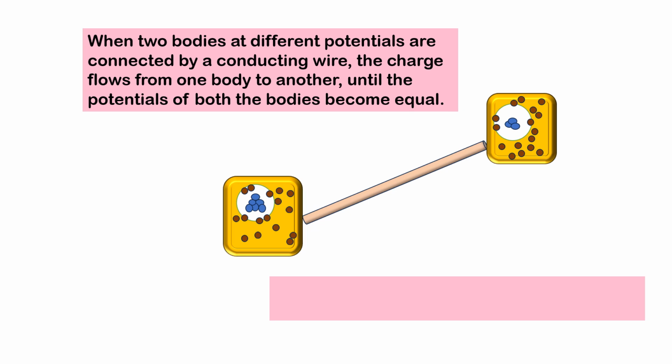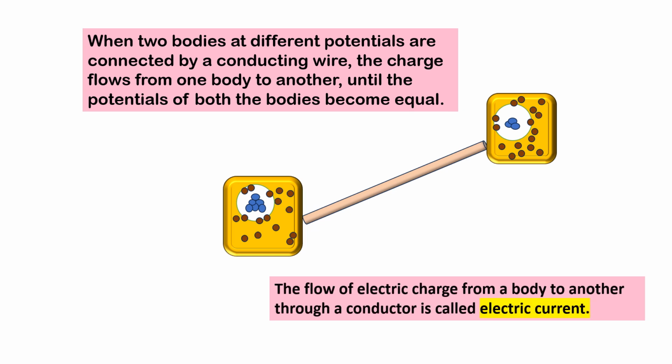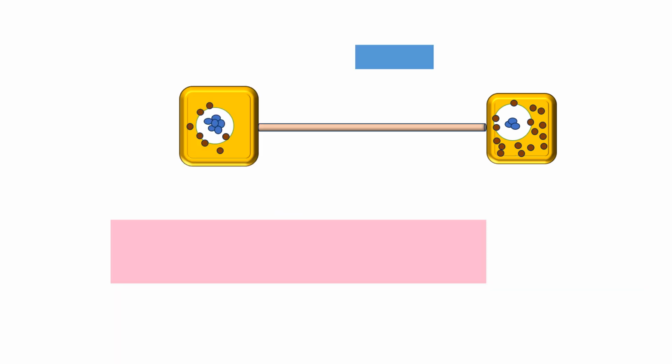So when two bodies at different potentials are connected by a conducting wire, the charge flows from one body to another until the potentials of both the bodies become equal. Potential means you can say until the number of electrons becomes equal. The flow of electric charge from a body to another through a conductor is called electric current.